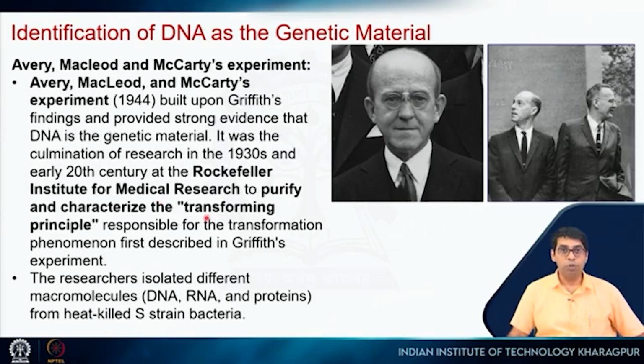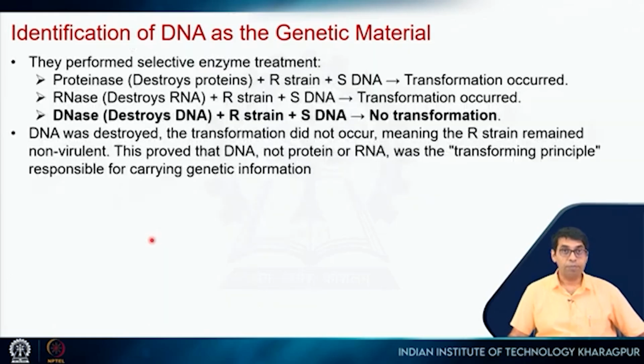They tried to purify the transforming principle which is responsible for this transformation of the rough strain to the smooth strain. So, they isolated different macromolecules, DNA, RNA and proteins, from the heat killed S strain bacteria, okay. Then they performed selective enzyme treatment. What they were doing: if you add proteinase, it will destroy the proteins, right. So, only the RNA and DNA will remain, and they saw that transformation happened.